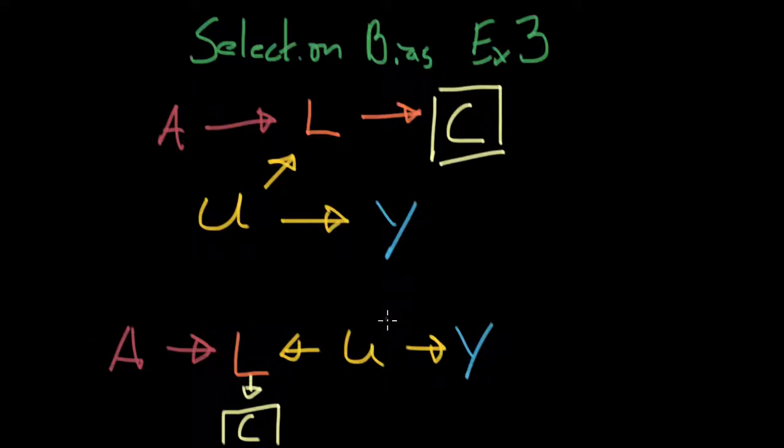And now the difference here is, what if we were smart like last time? What if we went ahead and conditioned upon L? What if we conditioned upon L? Would this stop the selection bias? Unfortunately not. Conditioning upon L would still allow association between Y and A.